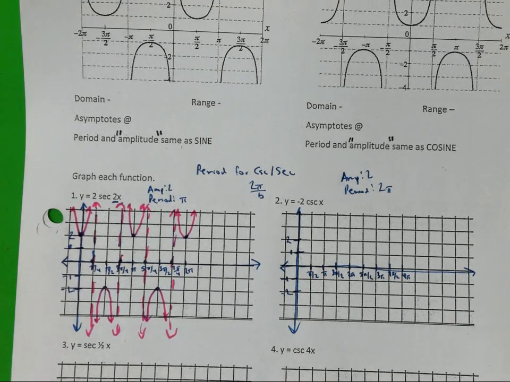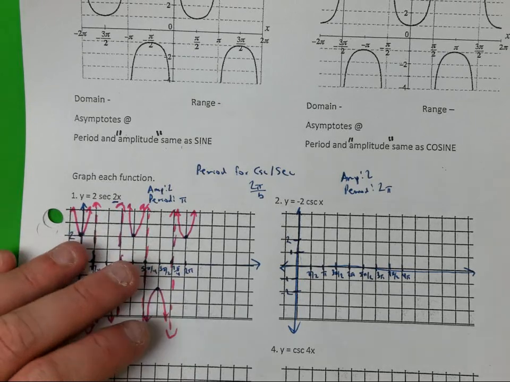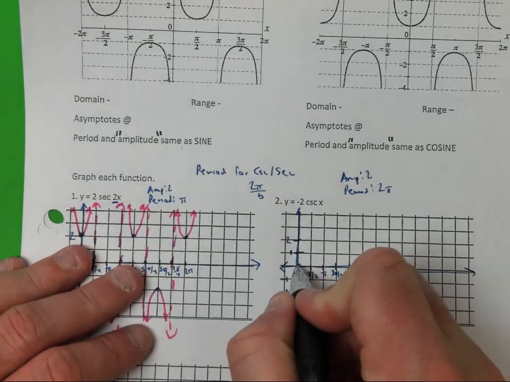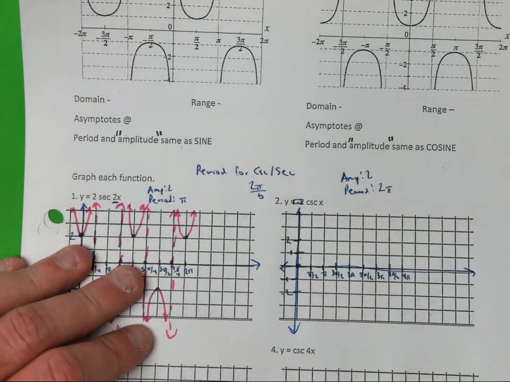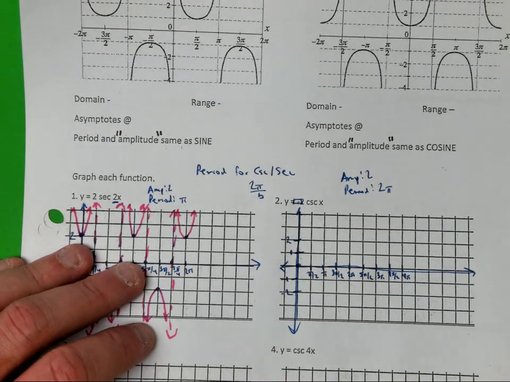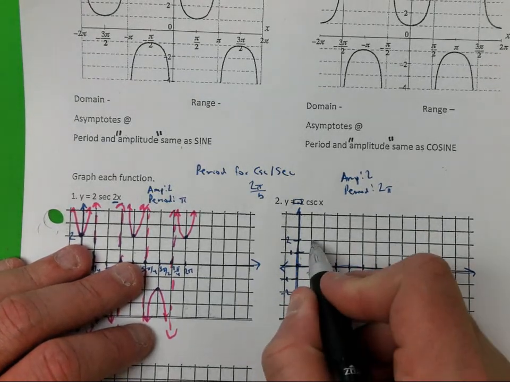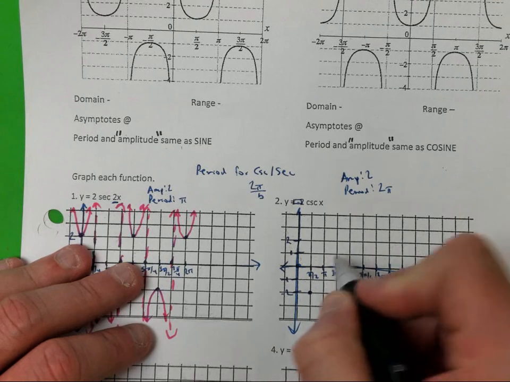Alright, cosecant is related to sine. So at sine, you start at the origin. But watch this. You see the little negative there, some kind of reflection there. So we start at the origin, instead of going up here, we're going to come down here and put our dots.